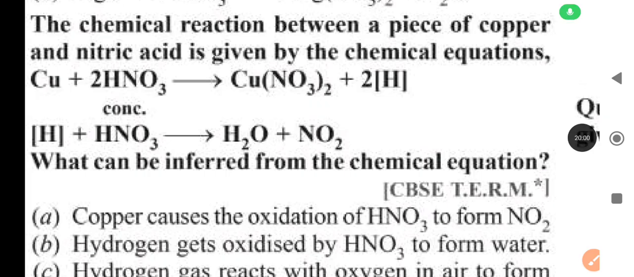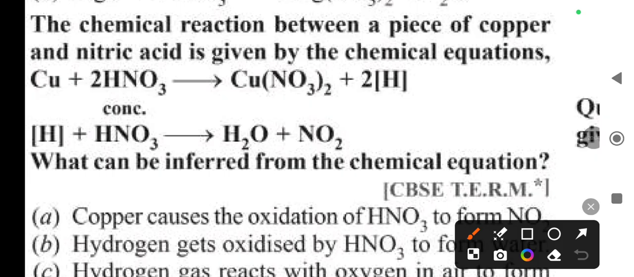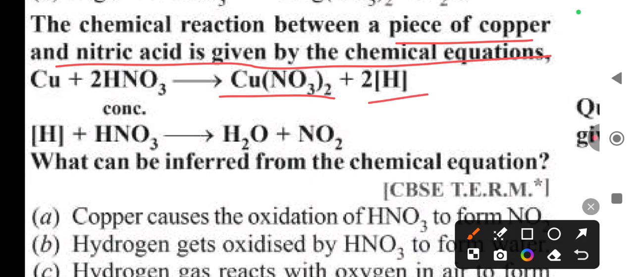So our next question, it is the chemical reaction between a piece of copper and nitric acid is given by the chemical reaction. First reaction is copper plus nitric acid. It will give copper nitrate and hydrogen. Okay. Then hydrogen reacts with nitric acid and gives water and nitrogen dioxide. If you know the complete redox reaction, in which oxidation will take place and in which reduction will take place, you can tell very easily the answer.